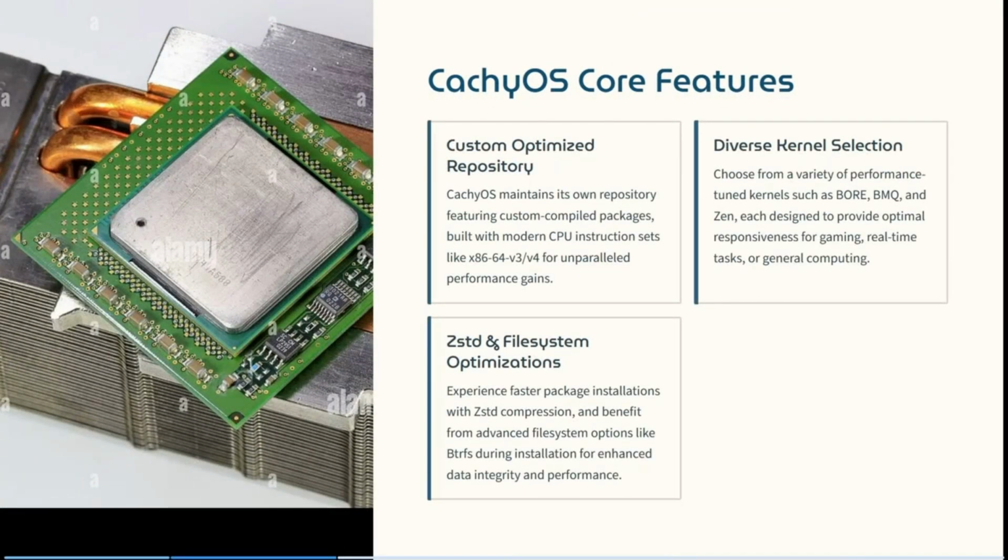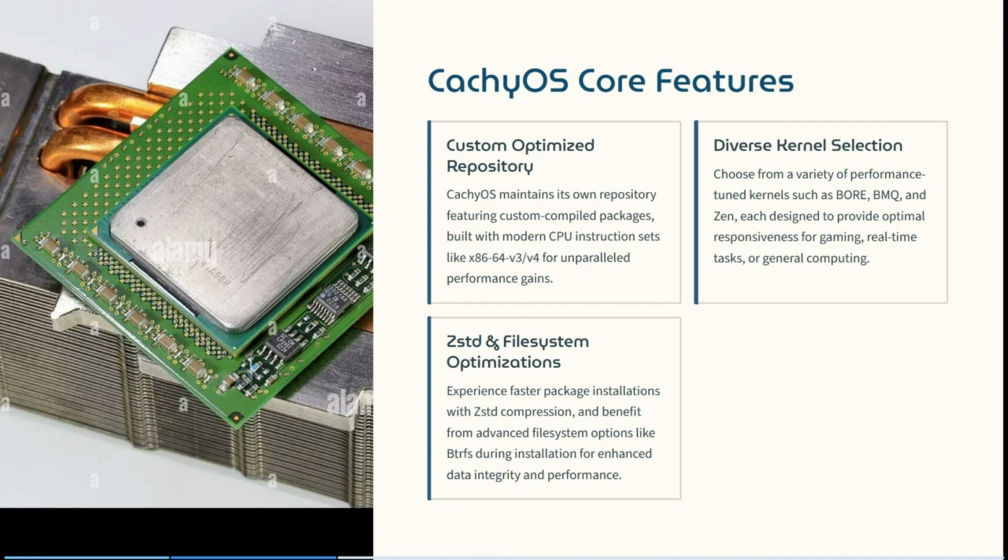CachyOS's core features include custom optimized repositories. CachyOS maintains its own repository featuring custom compiled packages built with modern CPU instruction sets like x86-64 version 3 and version 4 for unparalleled performance gains. It has a very diverse kernel selection, so you can choose from a variety of performance-tuned kernels such as BORE, BMQ, and Zen. They are each designed to provide optimal responsiveness for gaming, real-time tasks, or even just general computing.